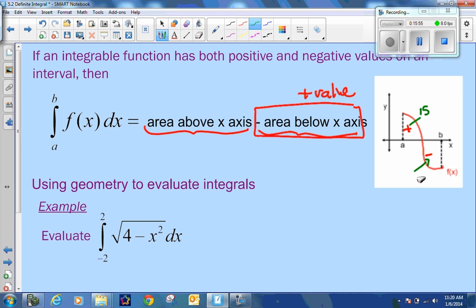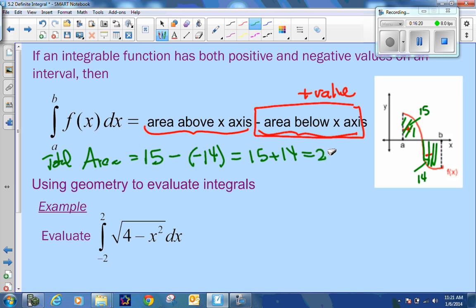And this area looks like it's about 14. If we wanted to know the total area here, which is what we're after when we say area, for now we're going to say 15, and then minus negative 14. And then that will give us the 15 plus 14 that we want, which is 29. So those are the 3 rules about positive and negative area that you need to look at.